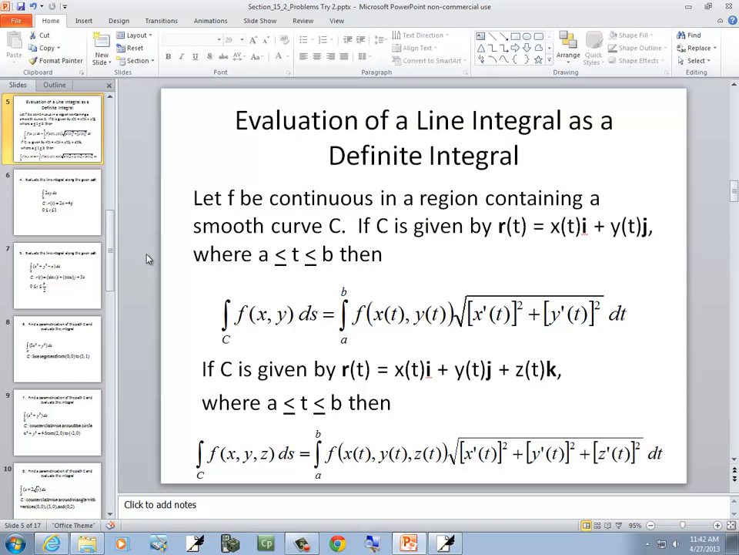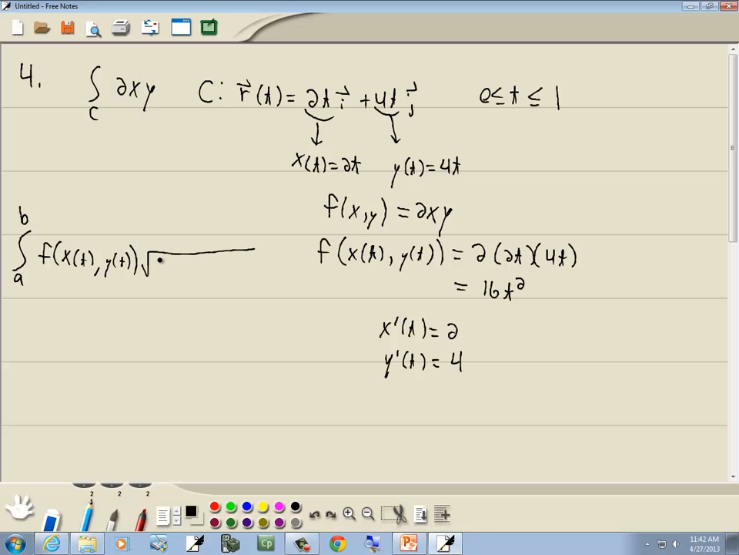Okay. Then the square root of x prime of t squared plus y prime of t squared dt. Okay, so we said t is going from 0 to 1. So we've got 0 to 1. f of x of t, y of t, we said was 16t squared. Then the square root of x prime, which is 2 squared, plus y prime, which is 4 squared, dt. Well, 2 squared is 4, 4 squared is 16, so that's square root of 20.